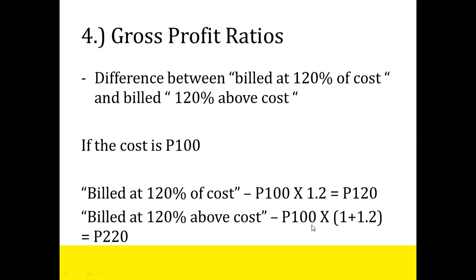Ang 100 pesos, papatungan natin ng 120% cost. So that's why 100 times 1 plus 120%. So the answer will be 220 pesos. So always remember the difference between billed at 120% of cost and above cost. They are different.